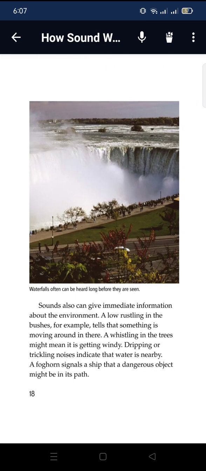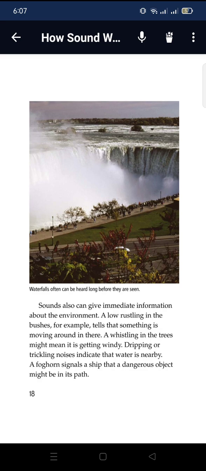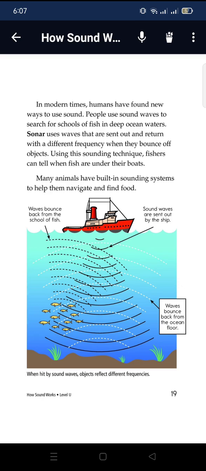Sound can also give immediate information about the environment. A low rustling in the bushes, for example, tells you something is moving around in there. A whistling in the trees might mean it is getting rainy. Dripping or trickling noises indicate that water is nearby. A four call signals a shield that dangerous objects might be in its path.